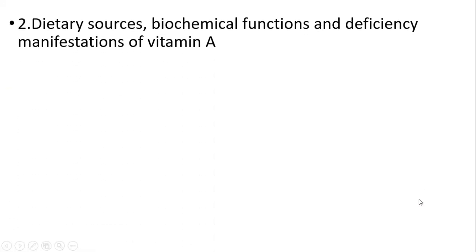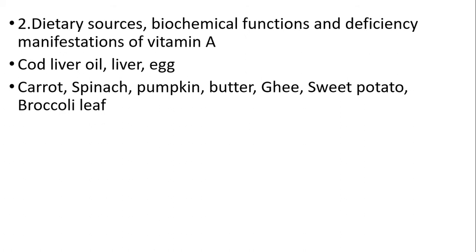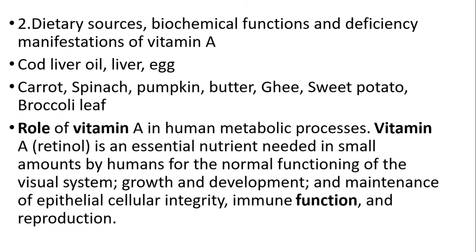So, dietary sources, biochemical functions and deficiency manifestations of vitamin A. Cod liver oil, liver, egg, carrot, spinach, pumpkin, butter, ghee, sweet potato and broccoli leaf are rich in vitamin A. The role of vitamin A in the human metabolic process. Vitamin A, otherwise known as retinol, is an essential nutrient needed in small amounts by humans for the normal functioning of the visual system, growth and development, maintenance of epithelial cellular integrity, immune function, and reproduction.